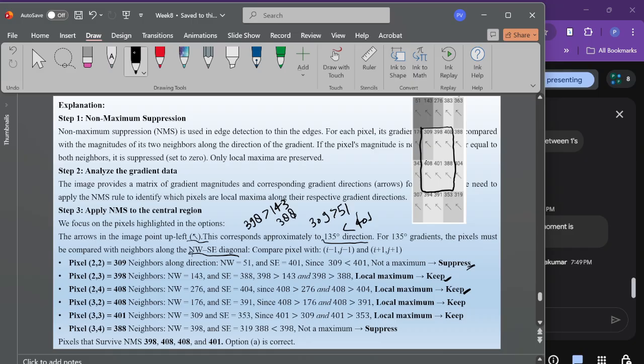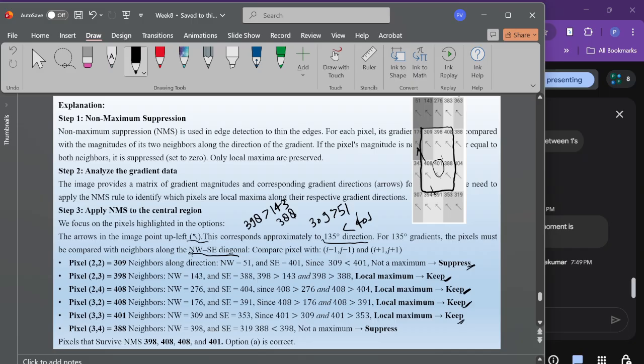For 408, the northwest is 176 and the southeast is 391. So 408 is greater than 391 and 176, which means we will keep it. Similarly, we need to check 401. The neighbors 309 and 353 will be there. So 401 is greater than both, and that's why we will keep that one.